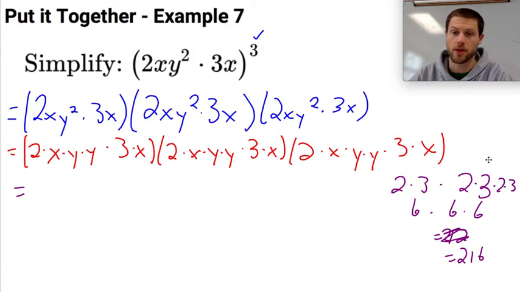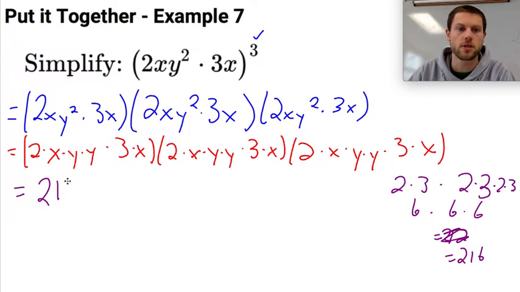You can check my math on that with a calculator. So this is going to be 216. Took care of all those numbers. Now let's count the x's. I've got 1, 2, 3, 4, 5, 6. So this will be x to the 6th power. Let's scribble those guys out.